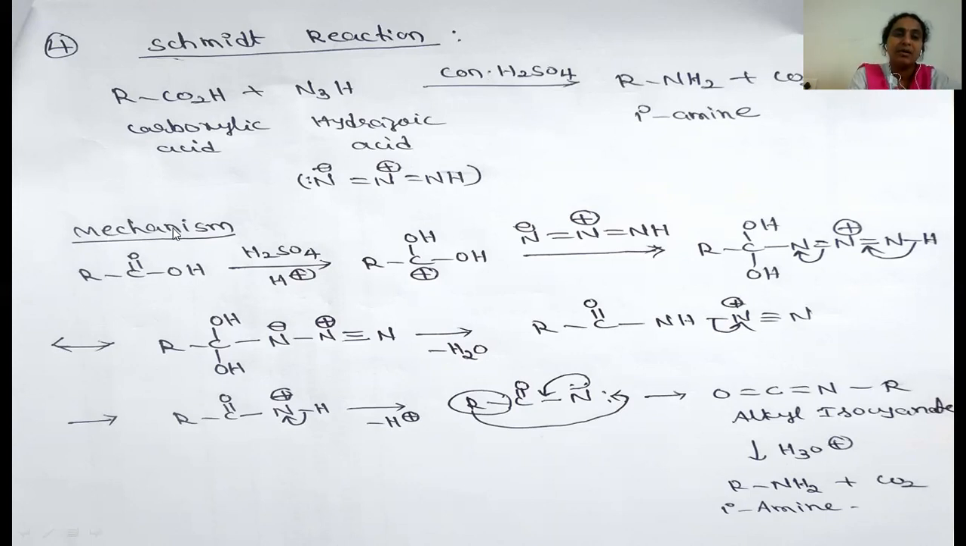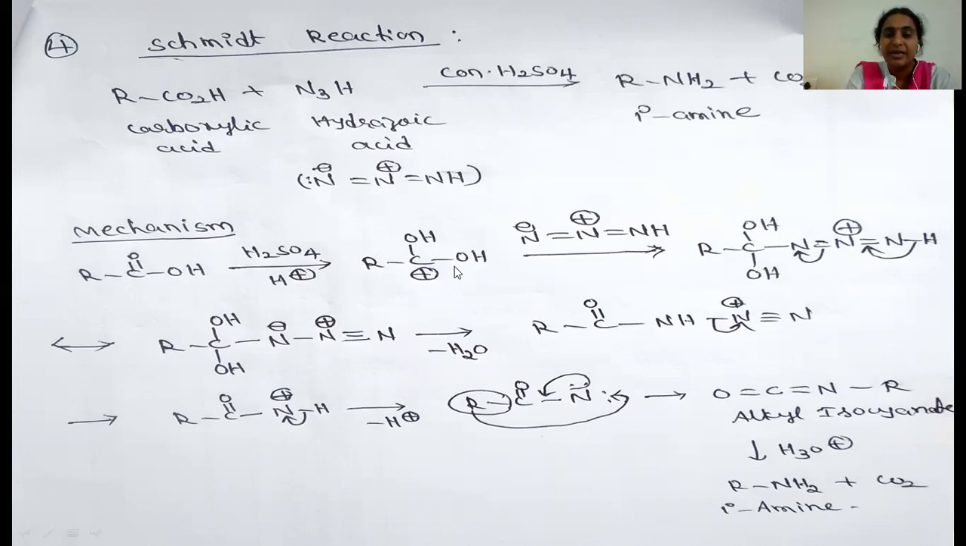Coming to the mechanism of the Schmidt reaction, first the acid reacts with the strong acid, that is H2SO4. Then what will happen here? This H plus will attack here, because this oxygen has a lone pair of electrons, which it gives to the H plus, making the bond here.